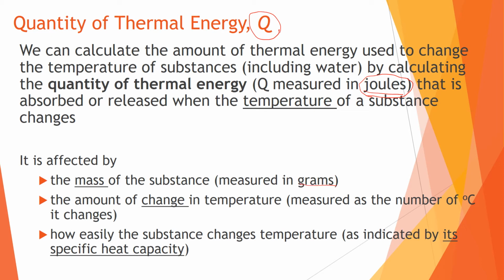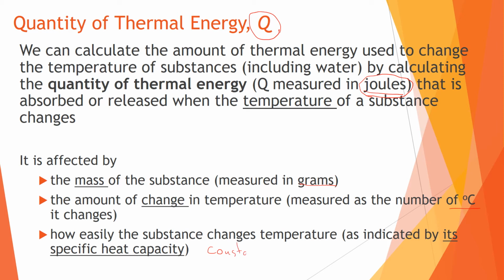Then, the change in temperature. We need to know how much the substance changes in temperature to know how much energy was either put in or taken out. This is measured in degrees Celsius. And how easily does the temperature change? Water doesn't change temperature very easily. Something like iron changes temperature pretty easily. So that's what's known as its specific heat capacity, and each substance has a particular specific heat capacity. So this is what is known as a constant.